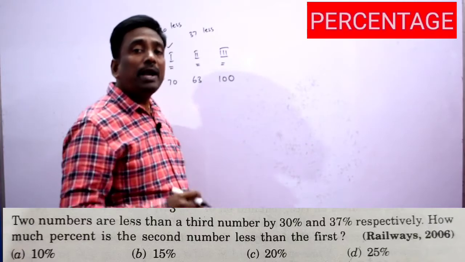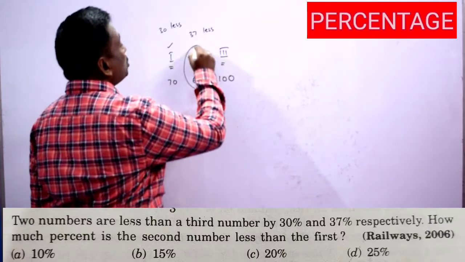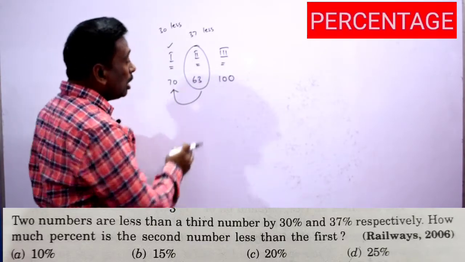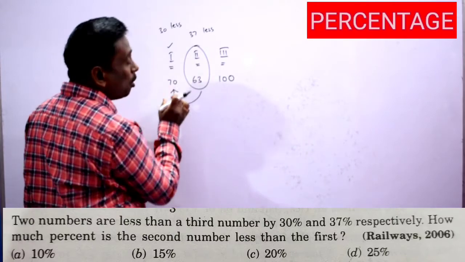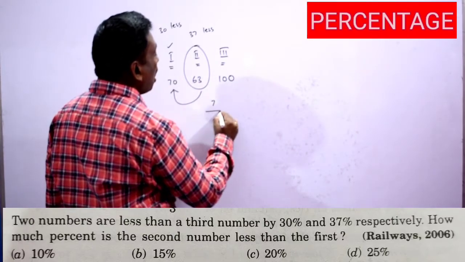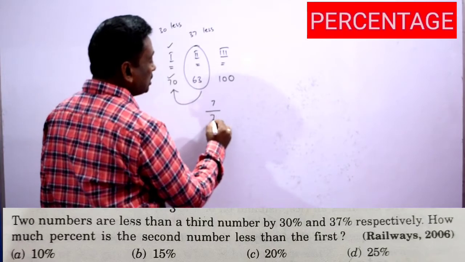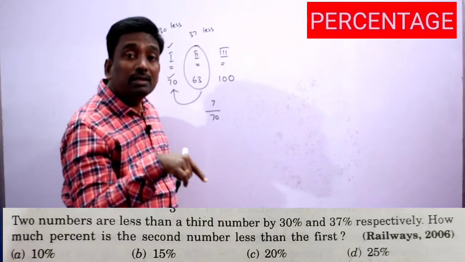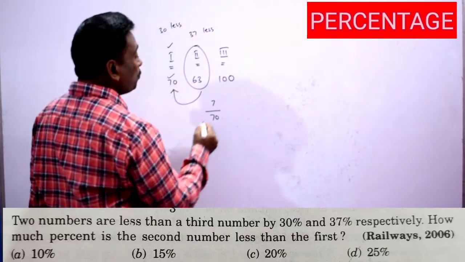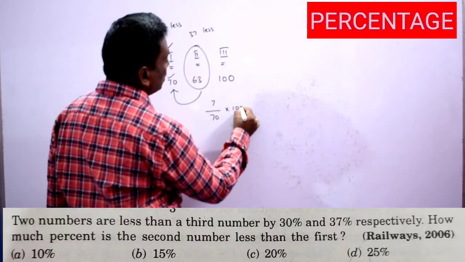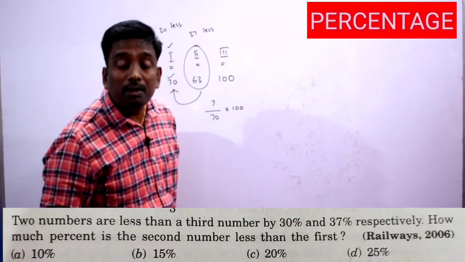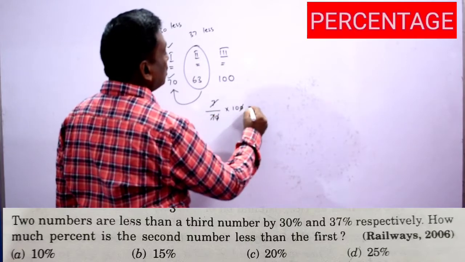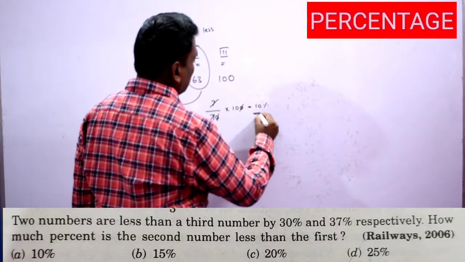Now it is asking to find the second number is how much percent less than the first number. Now compare 63 with 70. If you compare 63 with 70, how much less? 7 less. On which number? 70. 63 is 7 less than 70. That's why I am taking 70 in the denominator. If you want to represent this value in the form of percentage, multiply with 100. Here 0 gets cancelled, 7 gets cancelled. This gives you your answer as 10%.